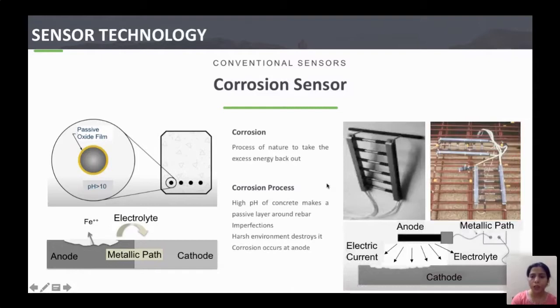So this is how the corrosion sensor looks like. It has different anodes, the horizontal bars which you are seeing. These are the anodes. This process is called cathodic protection. What is happening here is, you provide an external anode in this process. You apply current to this anode, and that results in transferring the electrons through the electrolyte.